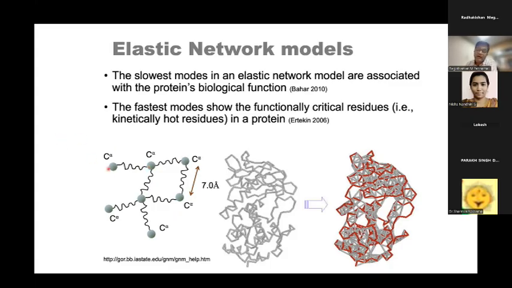These two alpha carbons may not be sequentially present in the protein. They may be coming closer in space. So when they are doing that, you connect them with a spring. So you take the protein and convert it into springs. All these gray lines are springs. The red one is the backbone.